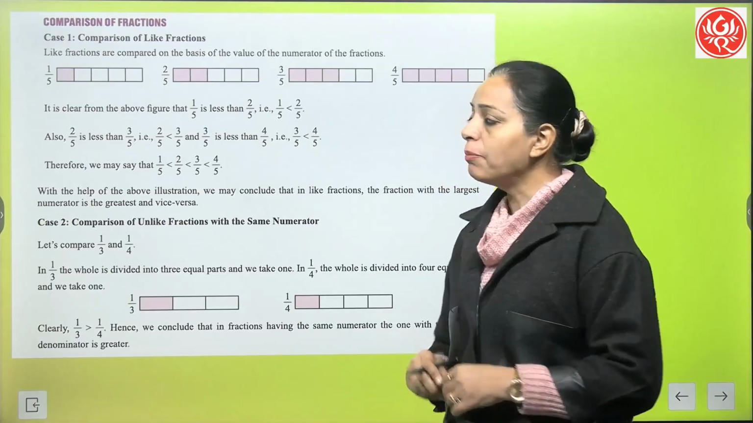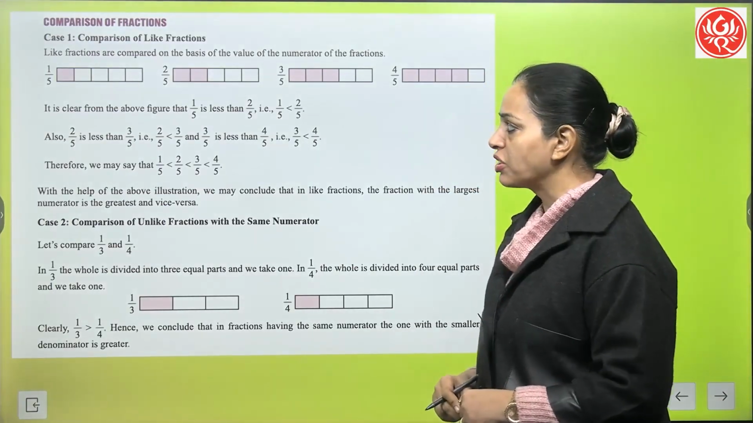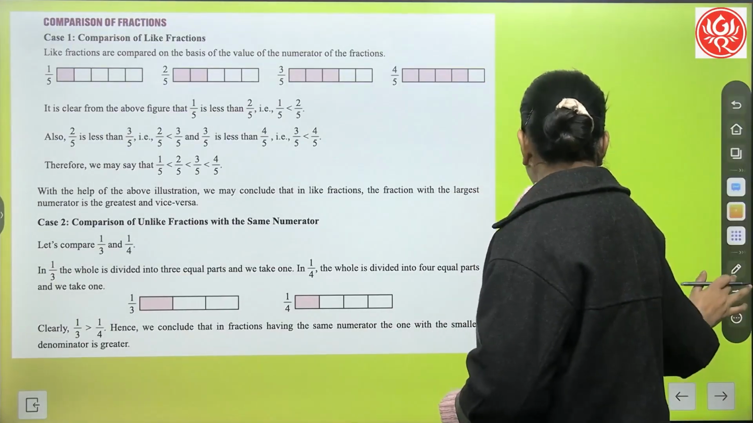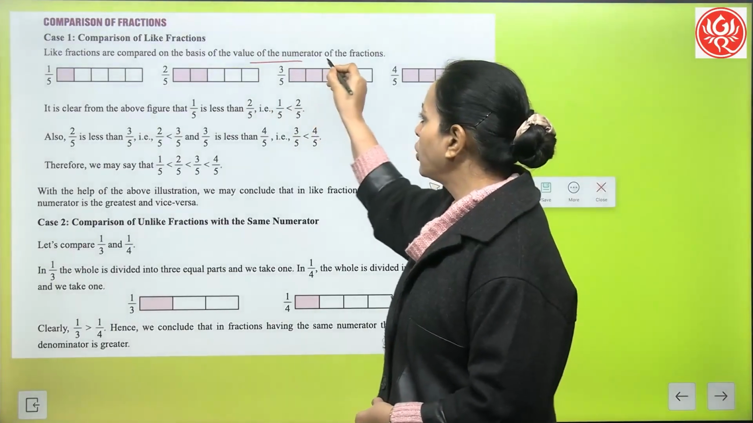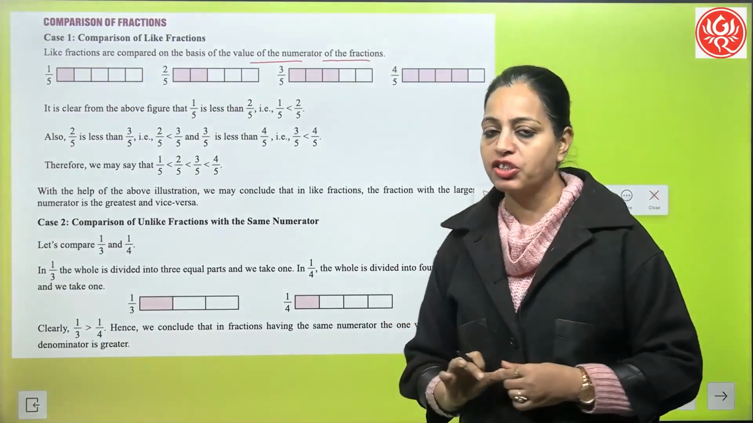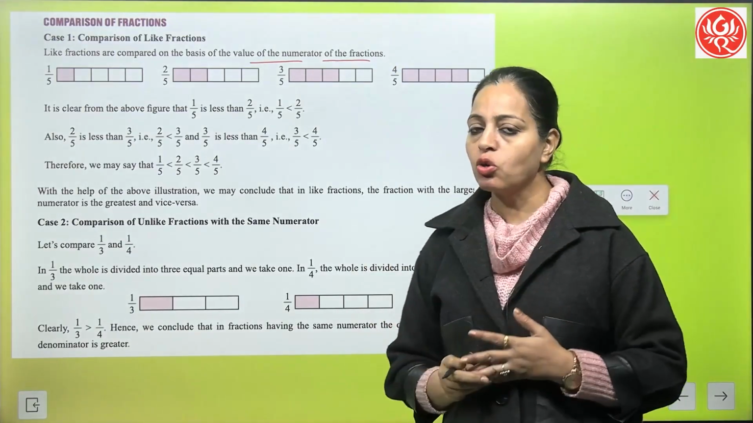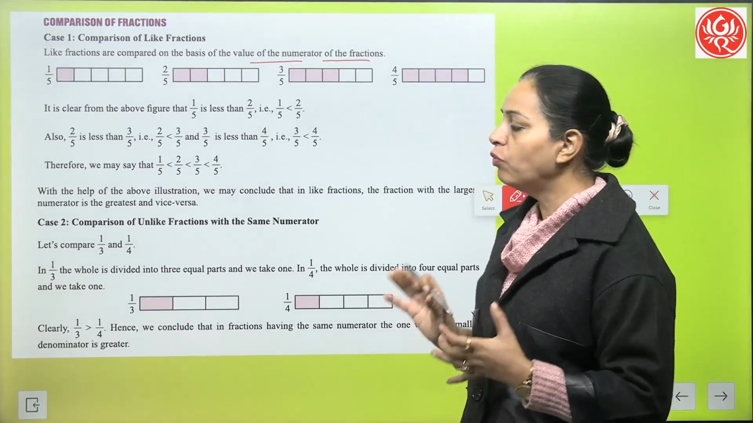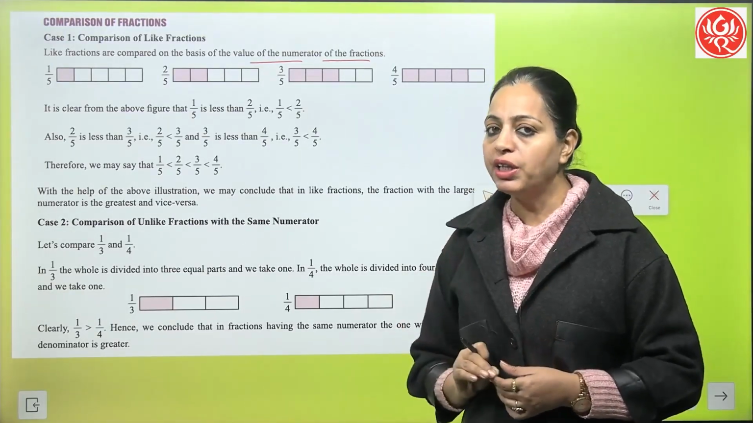Case 1. Comparison of like fractions. Like fractions are compared on the basis of the value of the numerator of the fraction. हम like fractions को compare कैसे करेंगे? Means when the denominator is the same, then we have to see the numerator.